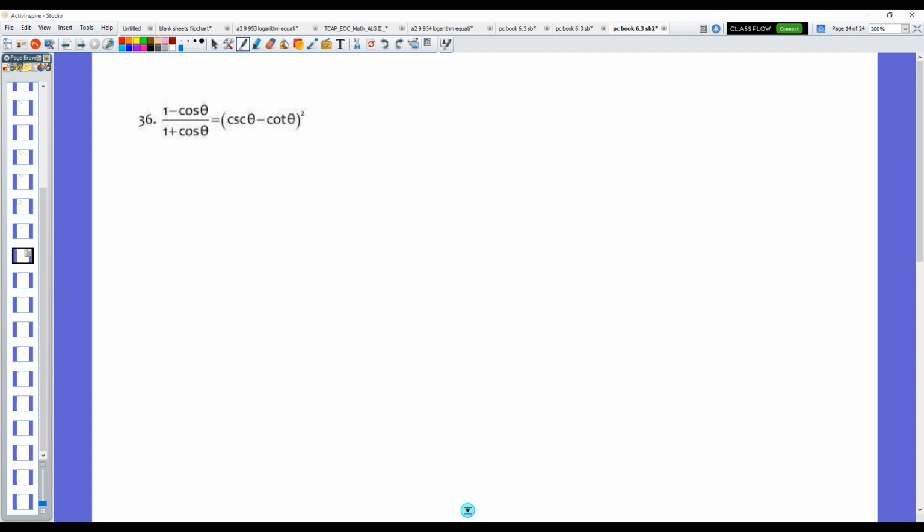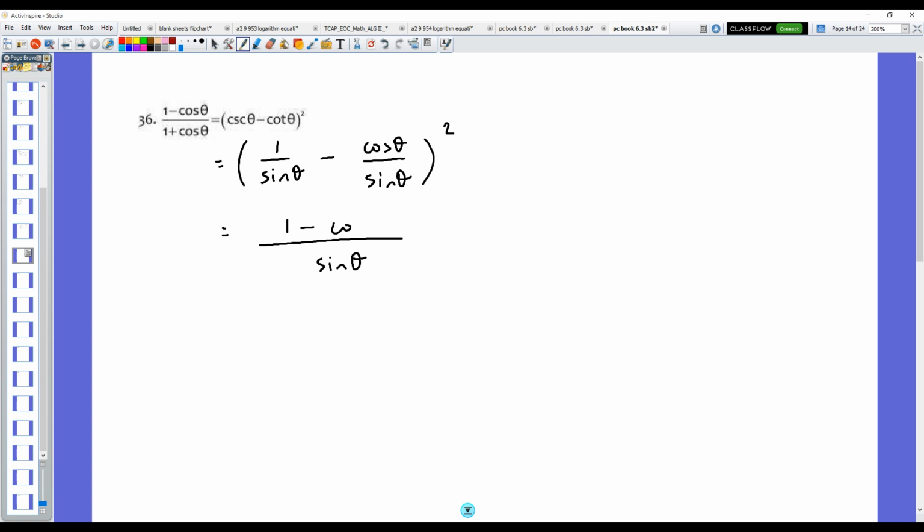Number 36 looks like something similar. I'm going to change the inside of the parentheses. Cosecant becomes 1 over sine. And cotangent becomes cosine over sine. Same denominator. Still with the square out here. I'm going to make it where the top is being squared and the bottom is squared.